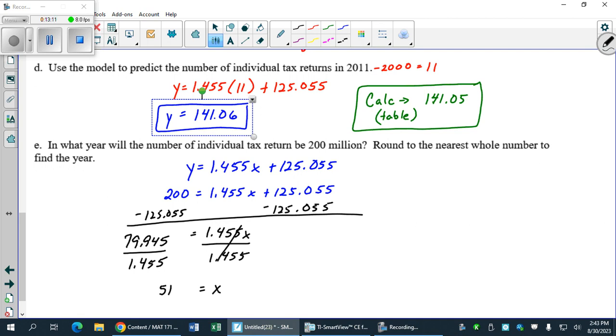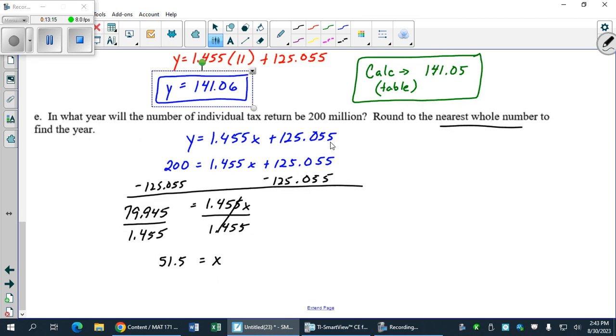I'm telling you to round it to the nearest whole number, so 51.5, then I'll go ahead and round that up to 52. So remember, x represents the number of years since 2000, so add 2000 to that. And we're talking about the year 2052. Final answer.